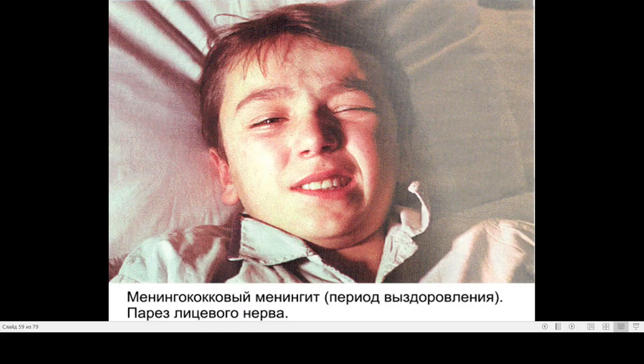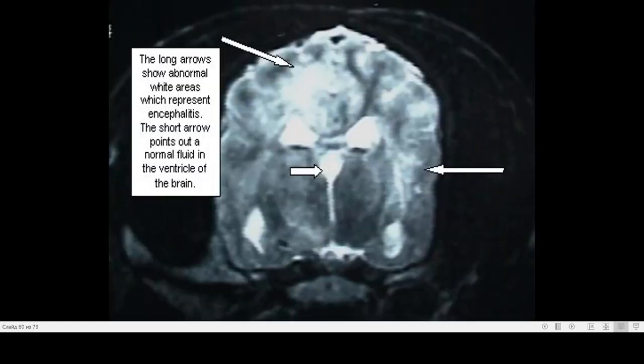There are typical complications. Here on this slide you may see paresis of the facial nerve in a patient with meningococcal meningoencephalitis or meningococcal meningitis. Here, the result of a CT scan, with description on slide 2: changes of ventricles in case of increasing intracranial pressure.